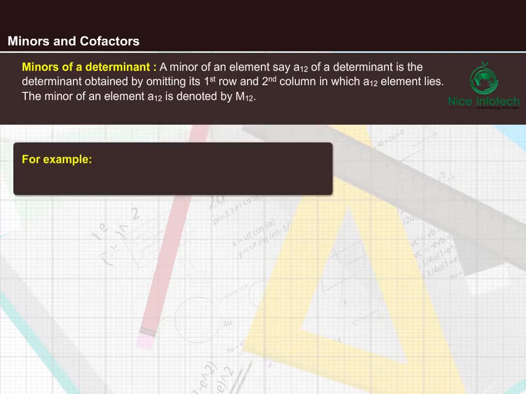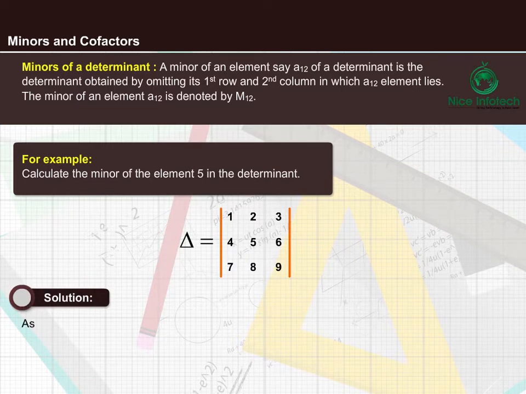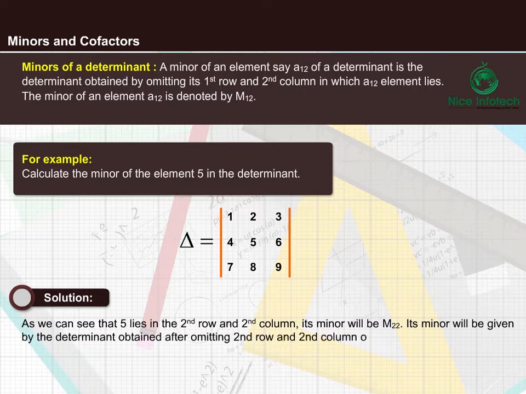For example, calculate the minor of the element 5 in the determinant. Solution. As we can see, 5 lies in the second row and second column, so its minor will be M22. It will be given by the determinant obtained after omitting the second row and second column of the given determinant.